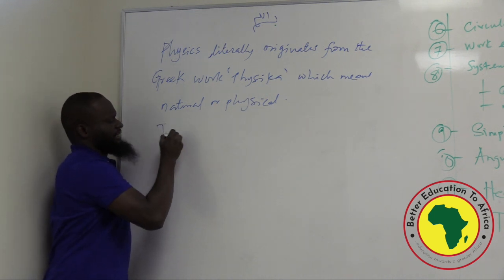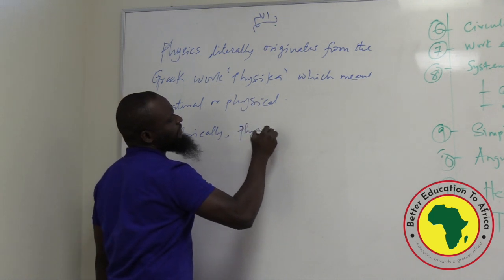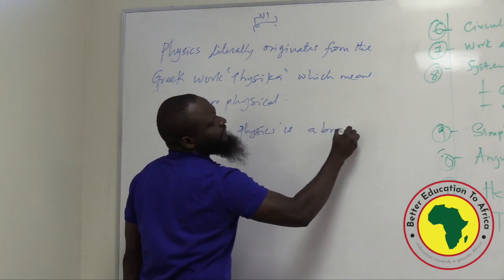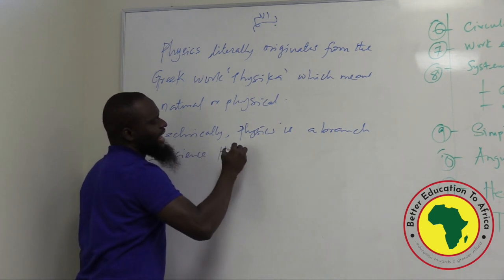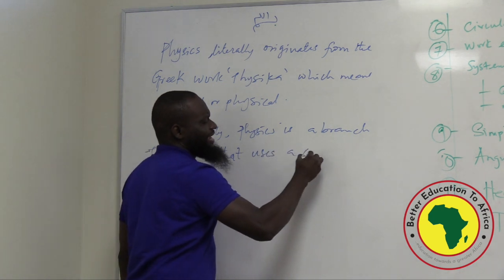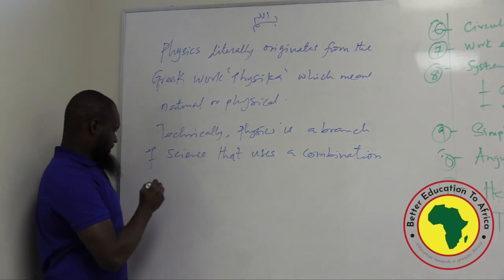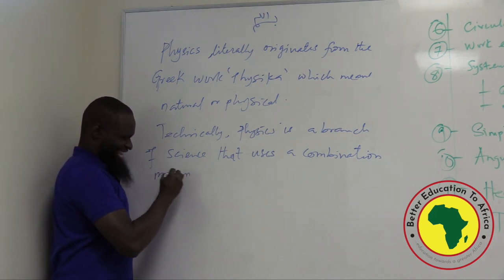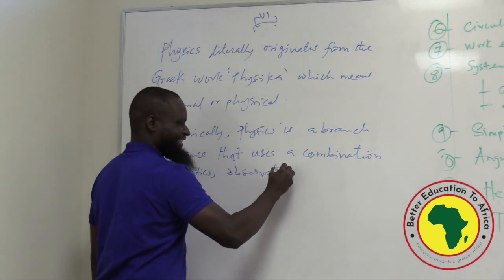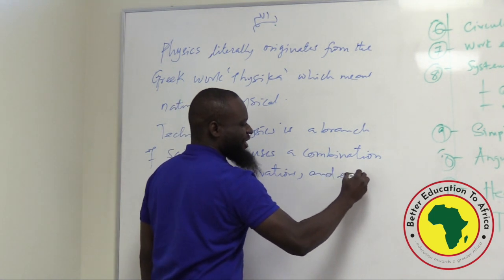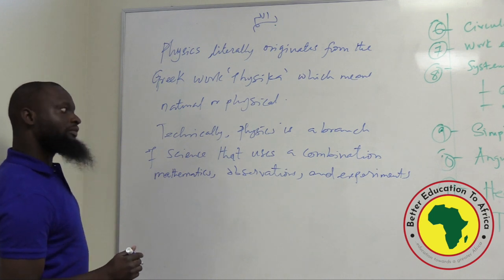But technically, physics is a branch of science that uses a combination. It combines mathematics, observations, and experiments. Okay?